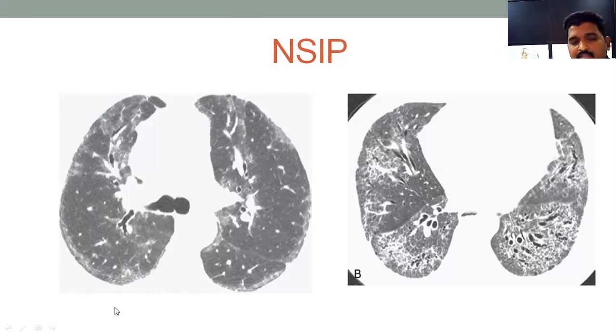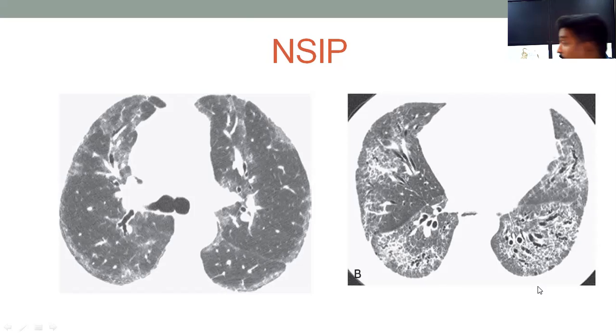But sometimes in 25 to 40% of cases, you could see the subpleural sparing. That means that the subpleural part of the lung is spared and you see the lesion just above that. So that is very classical of NSIP. And the same NSIP pattern, if you're not treating it properly and it goes on to fibrosis, is called fibrotic NSIP.